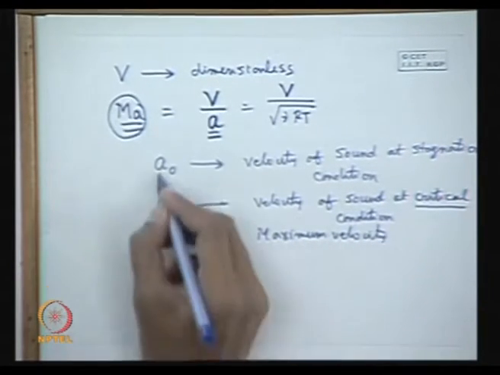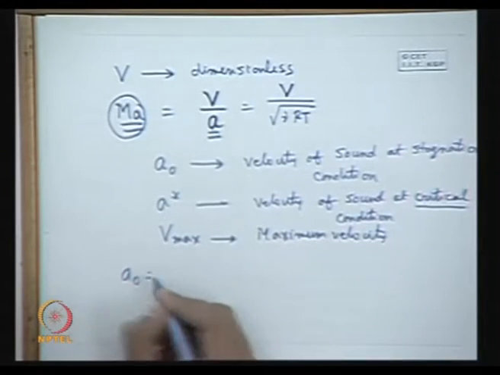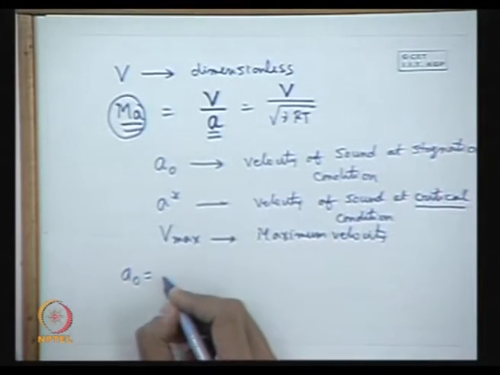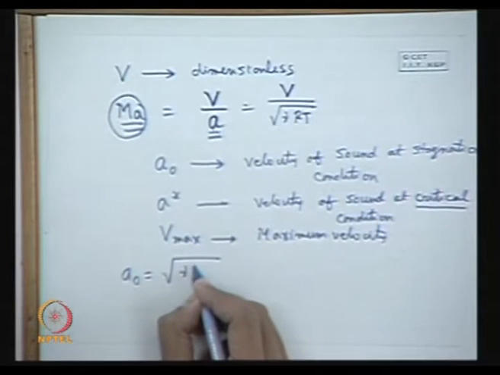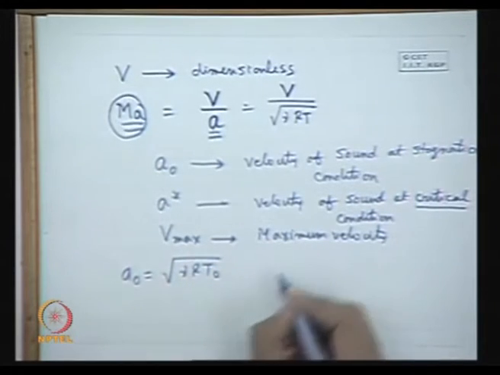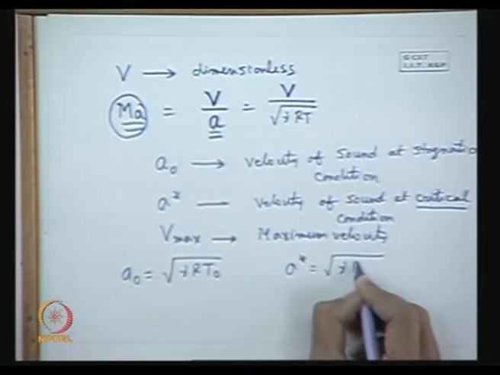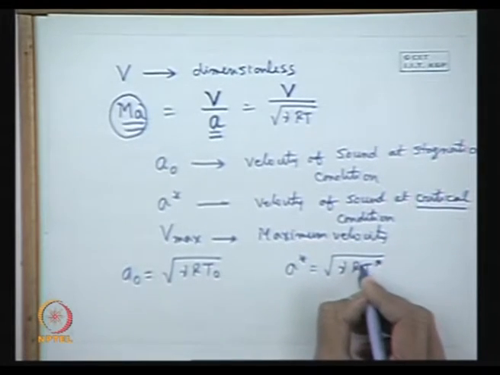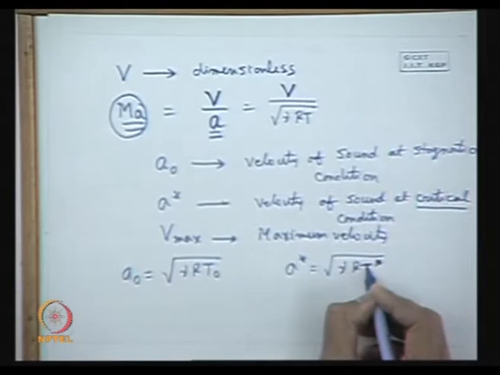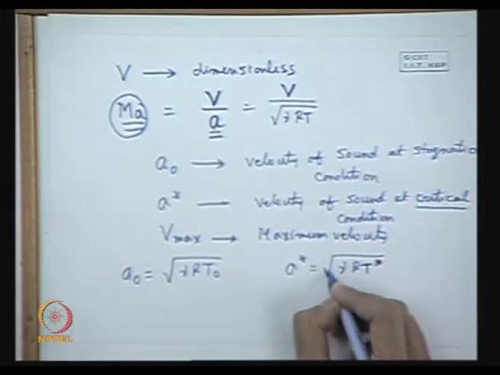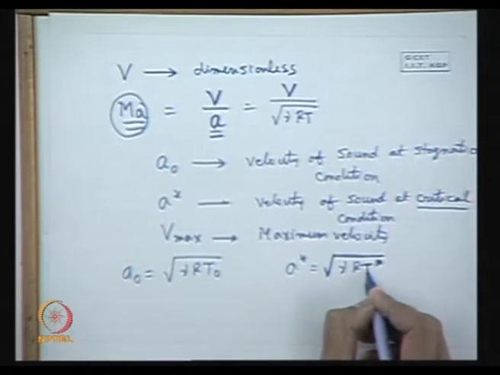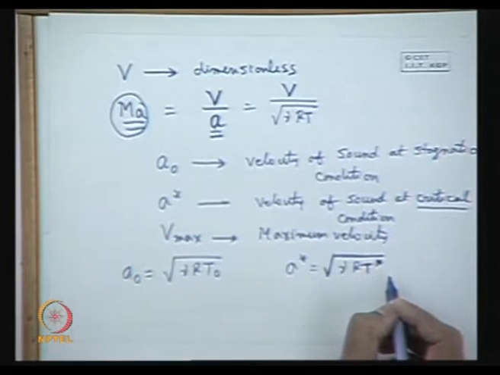Now you see the definition of A0, as you know, for a perfect gas is root over gamma R T0. Well, the definition of A star is root over gamma R T star. We have already recognized the star or asterisk. That means this is the section where the flow velocity has reached sonic. That is the critical section, and T star is the critical temperature.